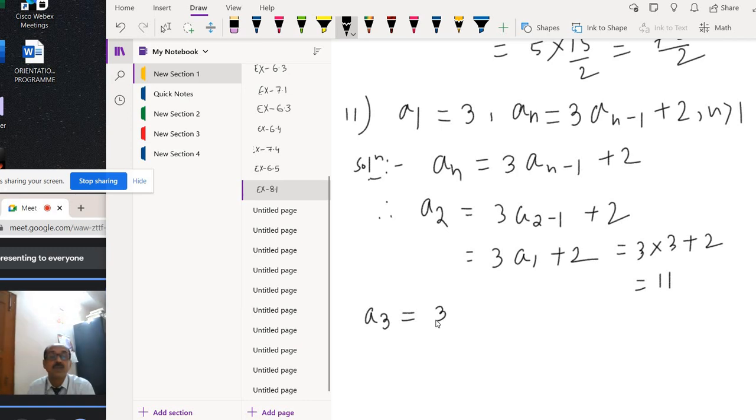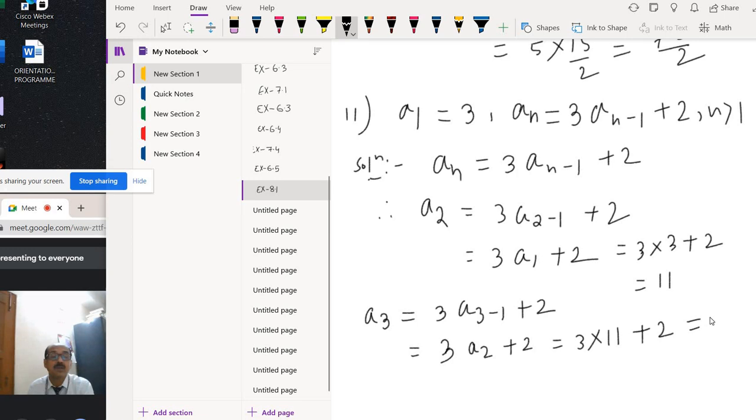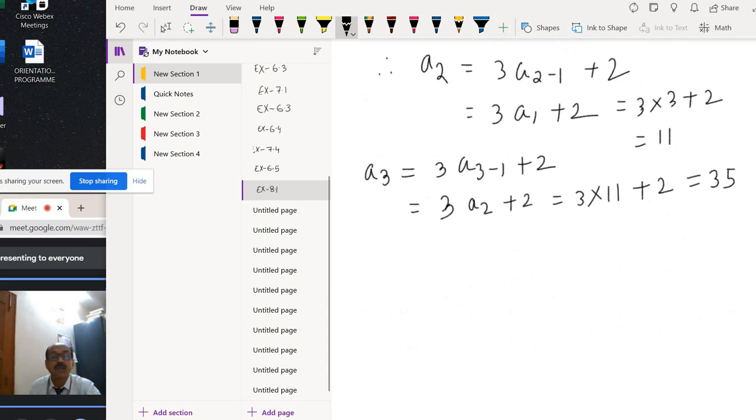Now a3 equals 3 into a3 minus 1 plus 2, so it will be 3A2 plus 2. Since we got A2 as 11, it will be 3 into 11 plus 2, which is 33 plus 2, which is 35.